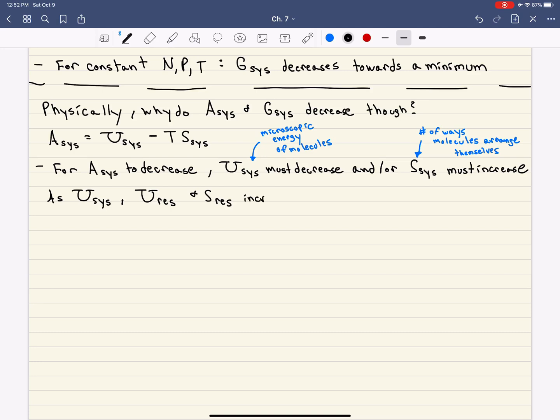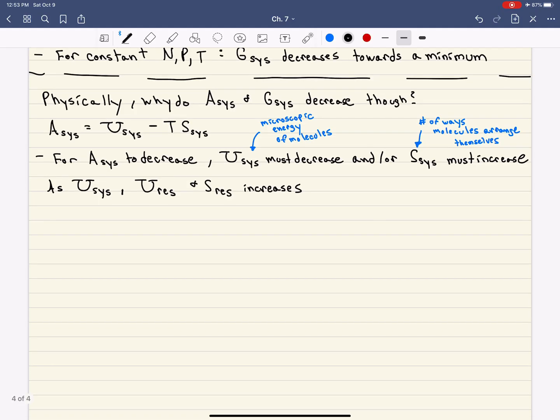And so that's why, in the end, even if the internal energy of the system is decreasing, that leads to an overall increase in the entropy of the universe. Okay? All right, and so that's why we see that for these constant NVT systems, the Helmholtz energy will decrease as the system goes towards equilibrium.